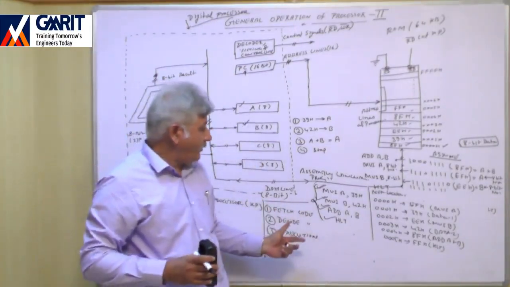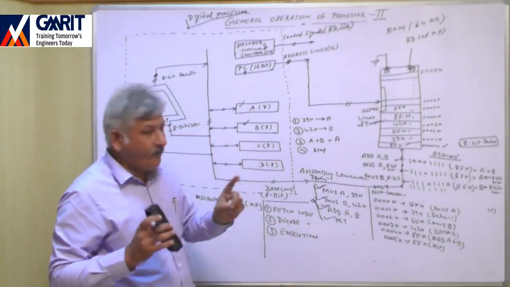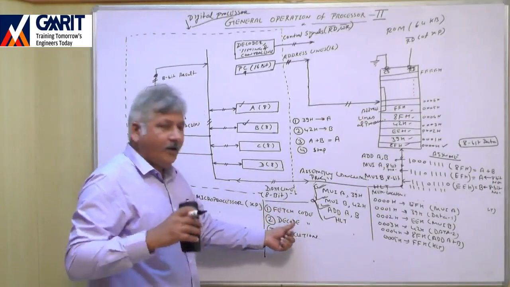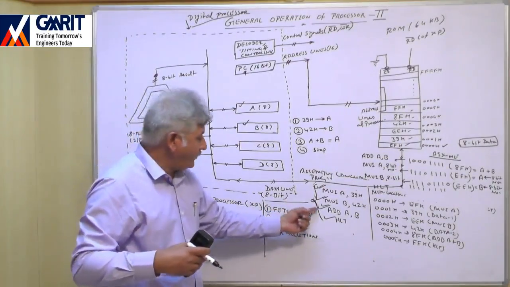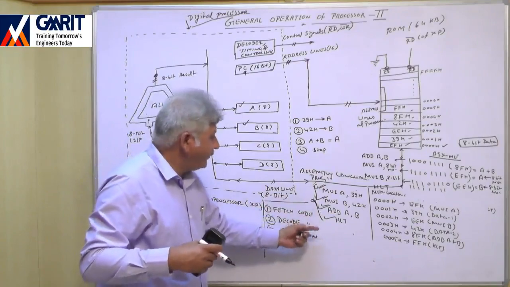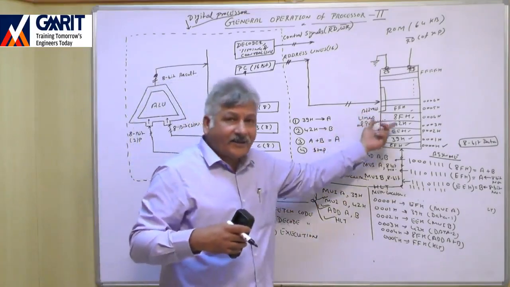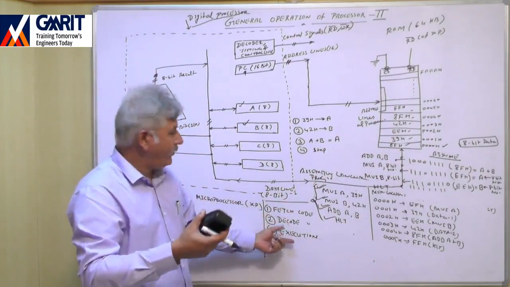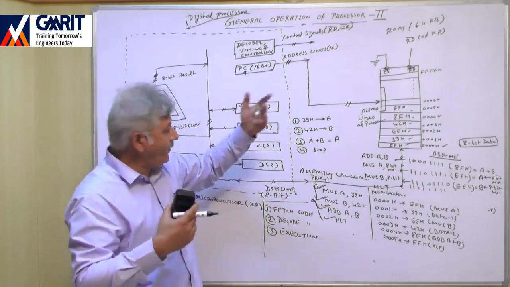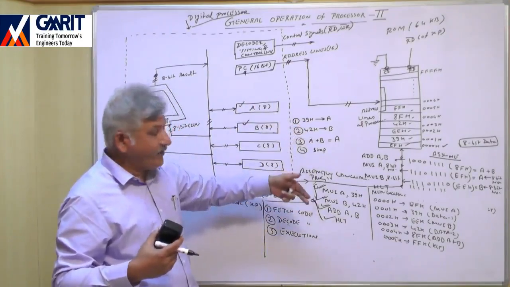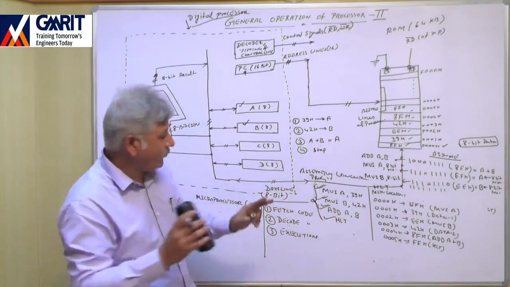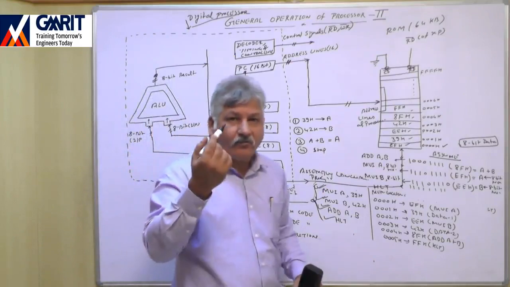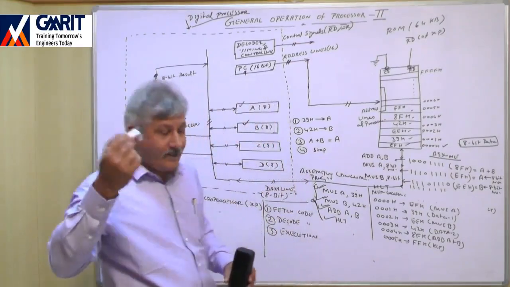So basically, for the processor to perform one operation, it will do three things. First it will fetch the code, next it will decode the code, and third it will execute the code. Once these three things have been done, it will fetch the next code, decode the next code and execute the next code. So basically the processor is doing three things only: fetch the code, decode the code, execute the code.